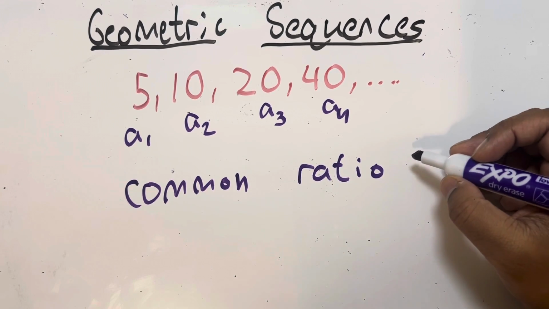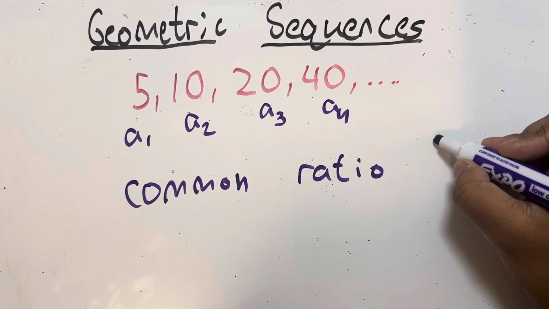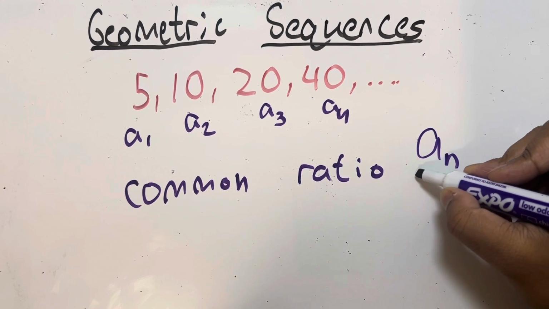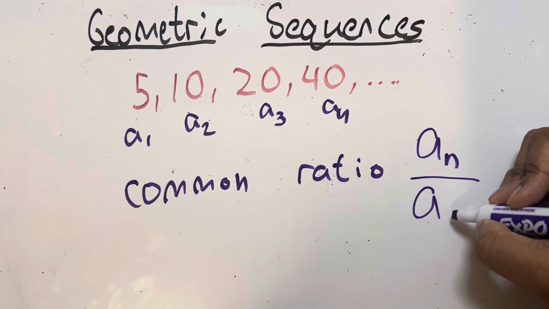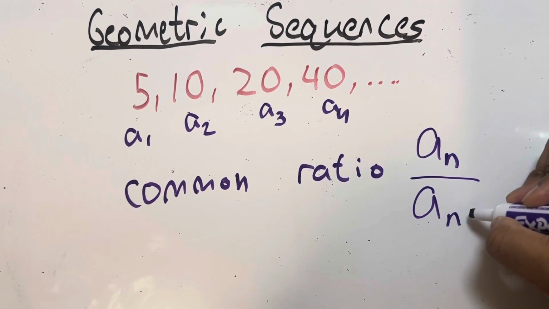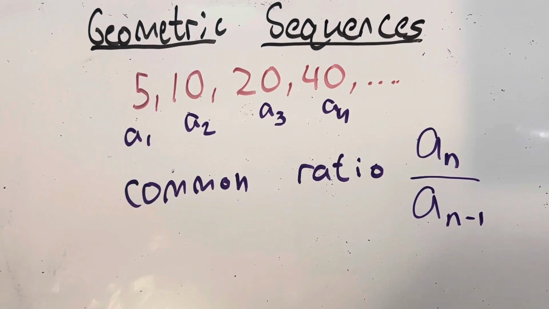You can find any ratio by taking any term n and dividing it by the term right before n. And how can you find the term before n? Just by subtracting 1 from that n.